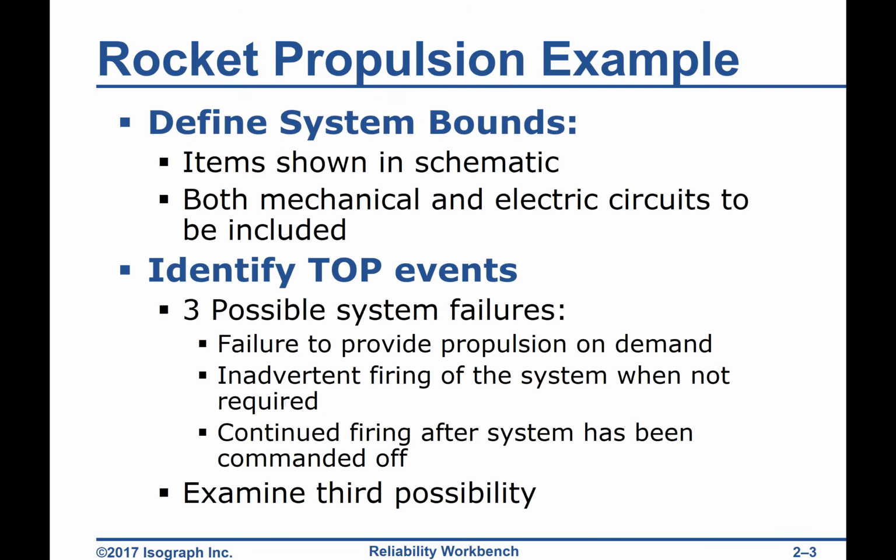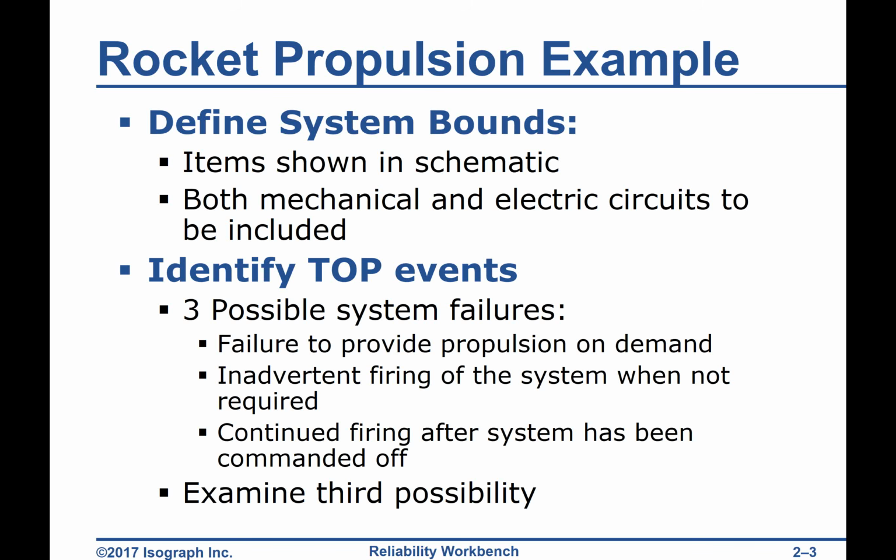What we've done here is define the system bounds that we're going to consider when we're doing our reliability analyses on the system. Obviously, this is a critical system. If we're doing a fault tree analysis on the spacecraft, or performing a reliability analysis on the spacecraft, that would be something we want to consider during the design stage to prove or verify that our system is reliable and suitable for use in a spacecraft. So we've defined our system as those items shown in the schematic, and we've included both mechanical and electrical items.